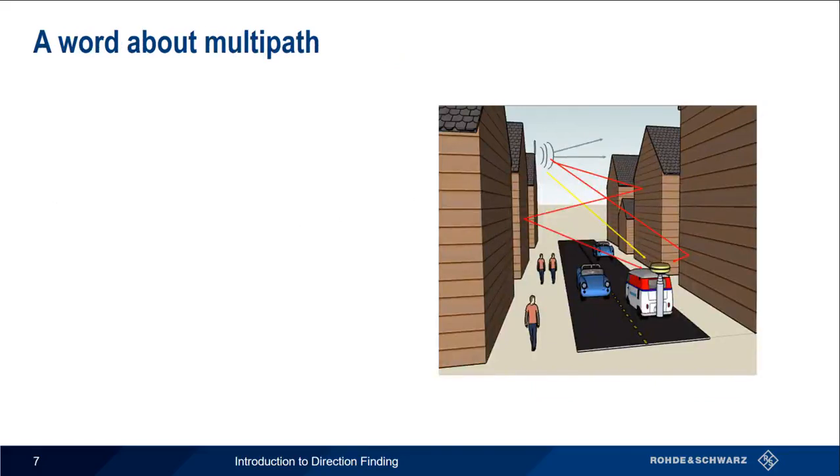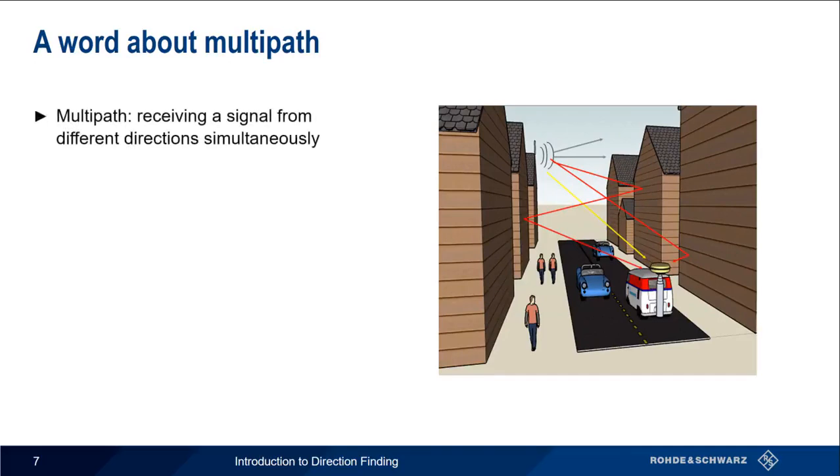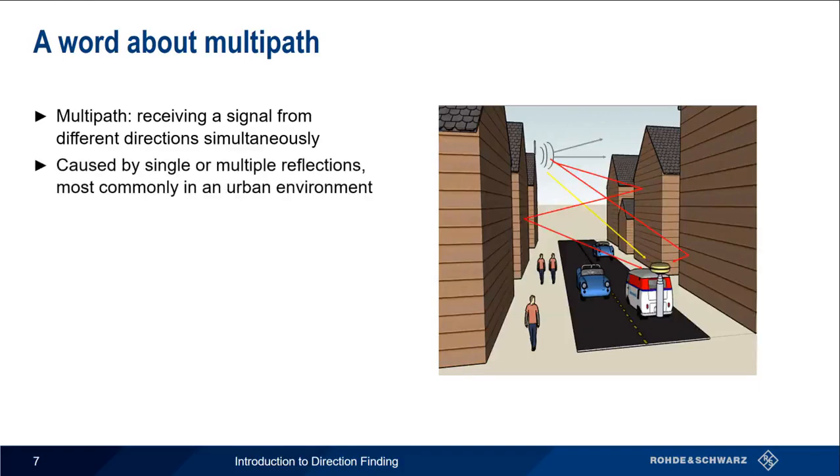One last important topic before we get started is something called multipath. As the name implies, multipath means receiving a signal from multiple directions simultaneously. Radio frequency signals can be reflected from radio-opaque objects, such as concrete, metal, etc., and this means that the signal may appear to be coming from the reflection point, rather than from the source itself. This is a particularly significant issue in urban or mountainous areas.